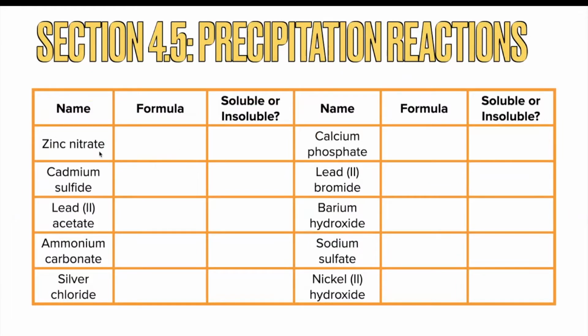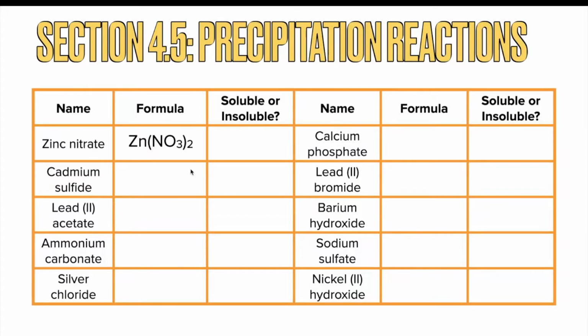So let's go through. We've got zinc nitrate. I want you to write the formula and tell me, is it soluble or insoluble? So when I say that, what I mean is if it's soluble, it should be aq. If it's insoluble, then it should be s, meaning it forms a solid. Soluble is aq for aqueous, meaning it dissolves. Insoluble would be s, meaning that it forms a solid precipitate in our reaction. So zinc nitrate.